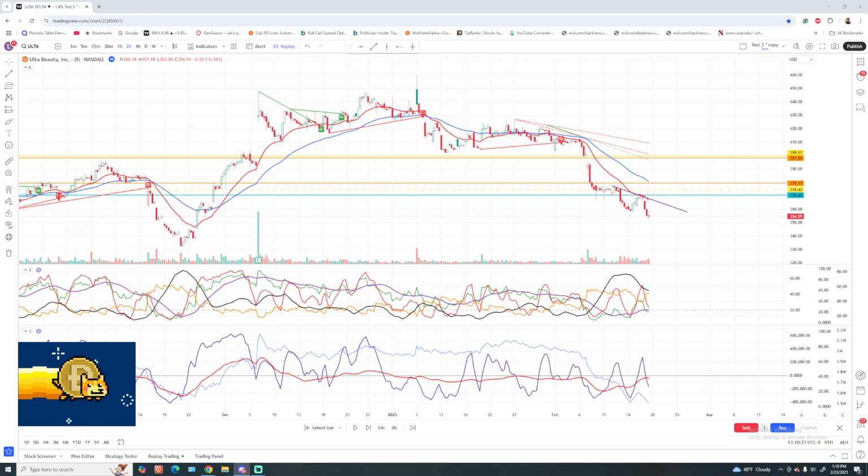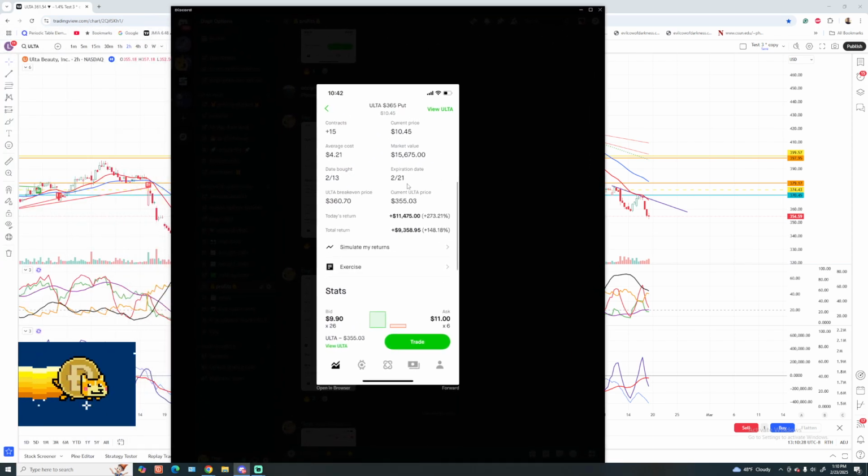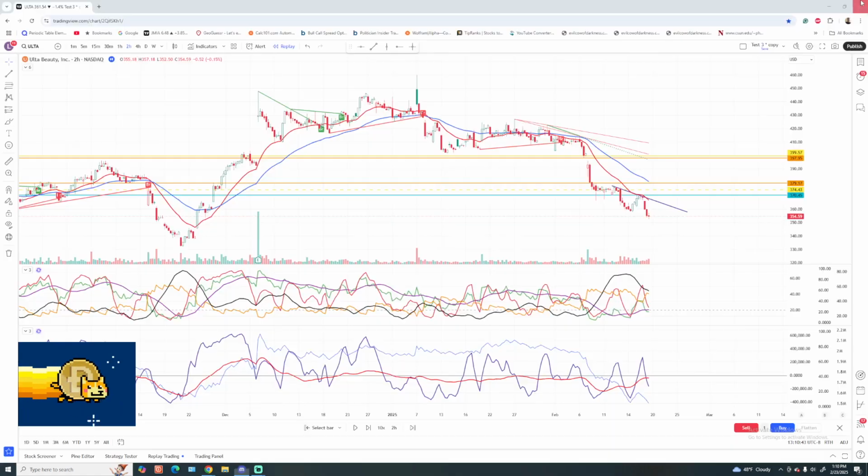I sold it on the 19th. So yeah, on the 19th. It was a scary hold for sure, because when it came back up, I was down 30% at that time.